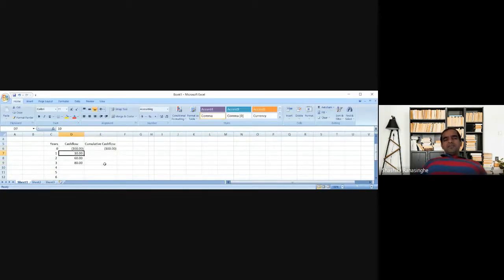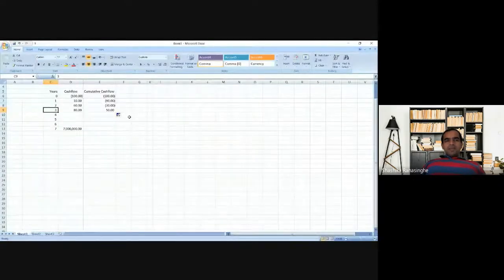If you look at your cumulative cash flows, today you're short of 100. Then after the first year, you will be short of 90. And after the second year, you will be short of 30. After that, you will not be short, you would have recovered, and you have a surplus of 50. Right? So what is your payback?